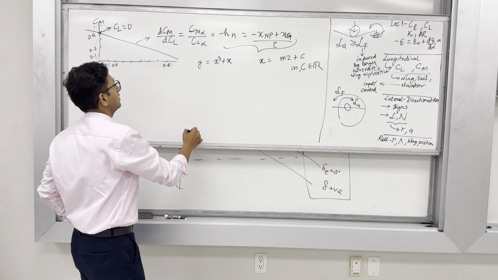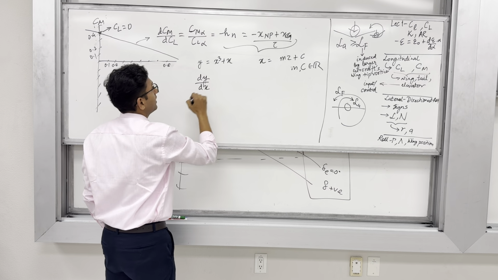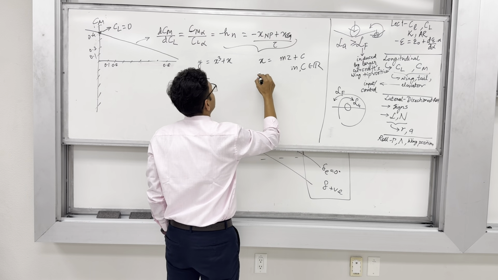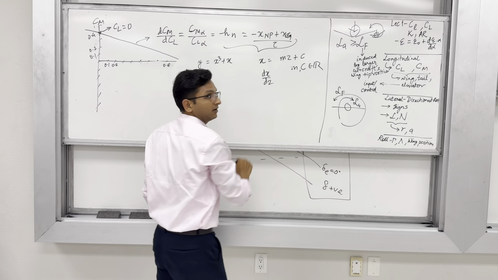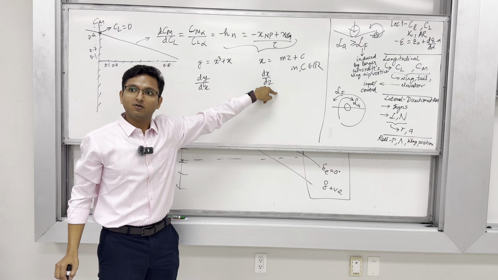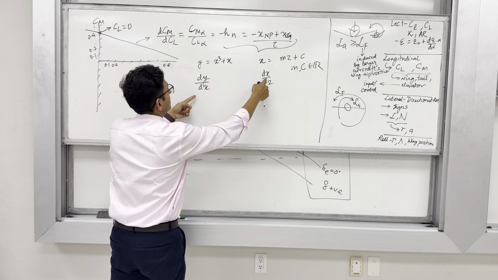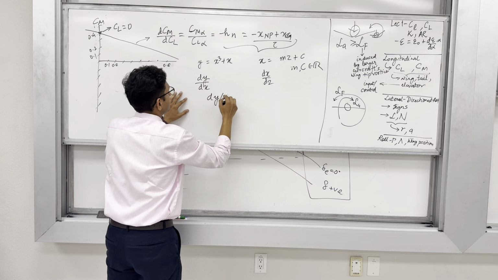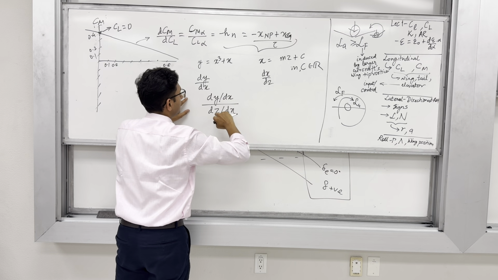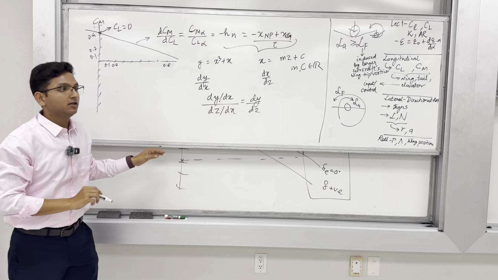Okay. Now, if I have a graph for y and x, I could go ahead and find out dy/dx, right? And if I had a graph for x and z, I could go ahead and find out dx/dz. But what if I had a graph for y and z? Could I not find out dy/dz? I can. Why? Because this is nothing but dy/dx. If I divide it by dz/dx, which is I invert this and multiply, I get dy/dz, right? Same thing.